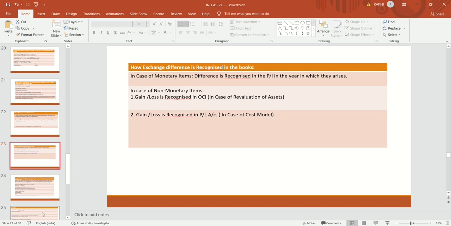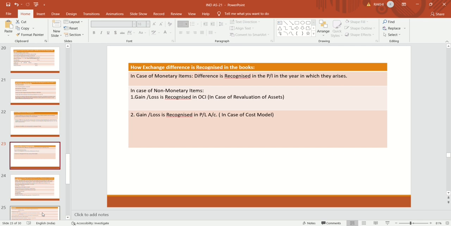How will we recognize this difference in the books? In case of monetary items, like loans, debtors, creditors, all the fixed denominated items, they will be directly recognized in P&L in the year in which they arise.